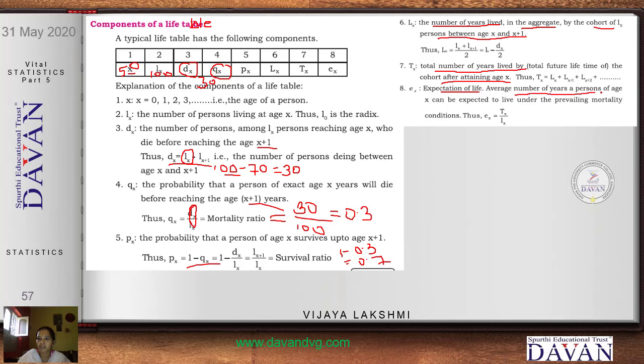It is the average number of years a person of age X can be expected to live under the prevailing mortality condition. So this gives you an average number of years a person would live at the age of 50 under the prevailing mortality condition. He has already attained the age 50, but for how many years can he live under the prevailing mortality condition is Ex. So it is the average number of years a person of age 50 can be expected to live under the prevailing mortality condition.